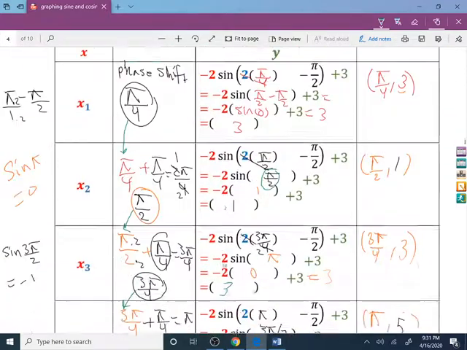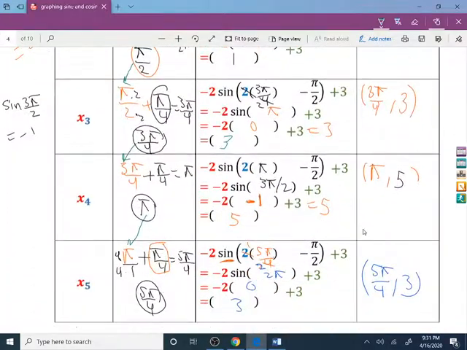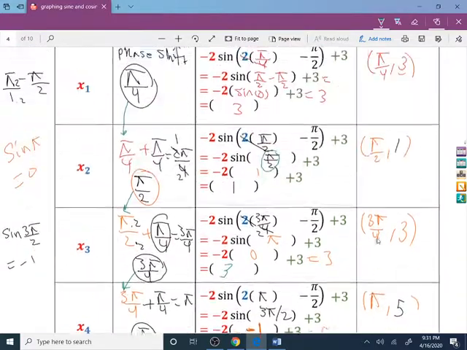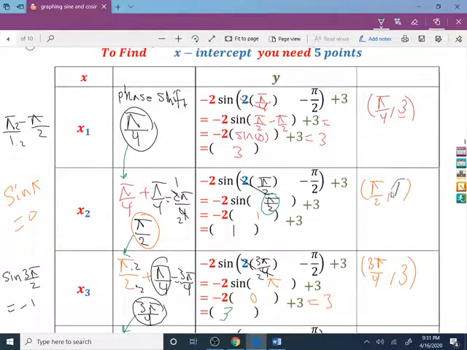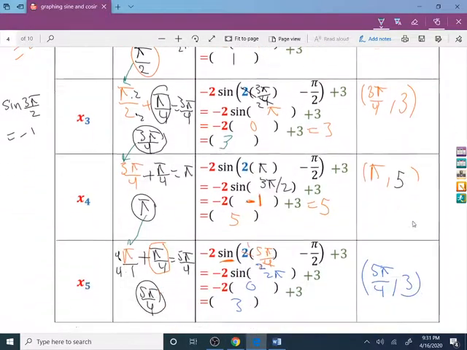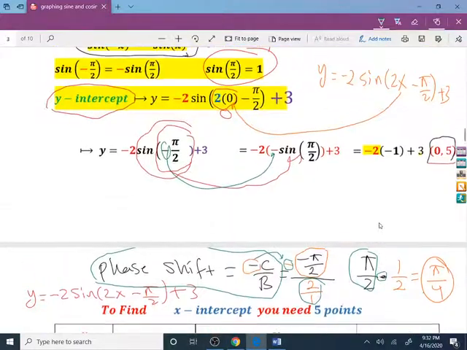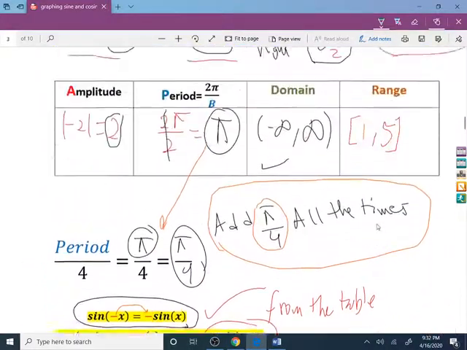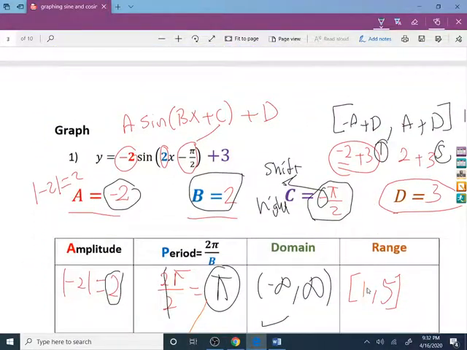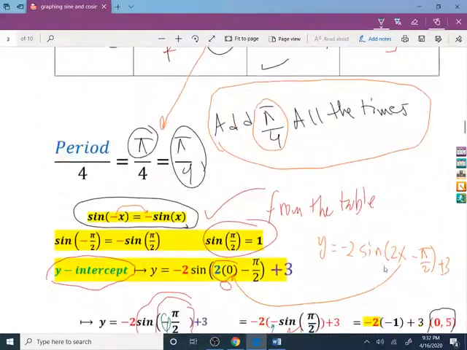Okay. Then we have all these guys. That's the 5 points I need. The minimum is 1 for y, and the maximum is 5. This reminds you of what? The range. Minimum and what? Maximum. 1 and 5. This is the y value.